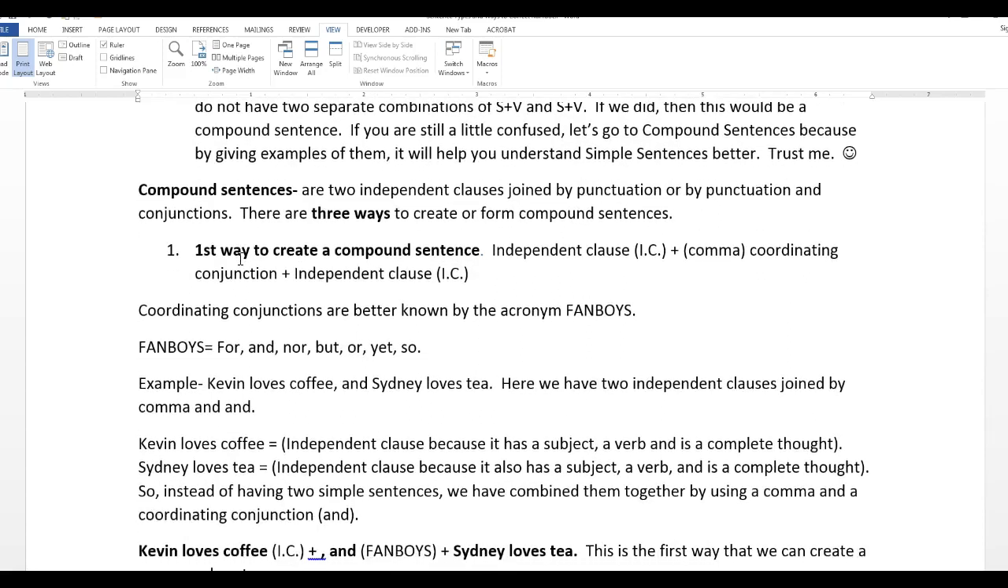I'm going to go to compound sentences. In English, we have three ways to create a compound sentence. The first way is probably the most common. We take an independent clause, we add a coordinating conjunction, and then we add another independent clause. They are held together or joined by the coordinating conjunction. Most of you may not know coordinating conjunction, however, you may know them as fanboys. So the fanboys are here.